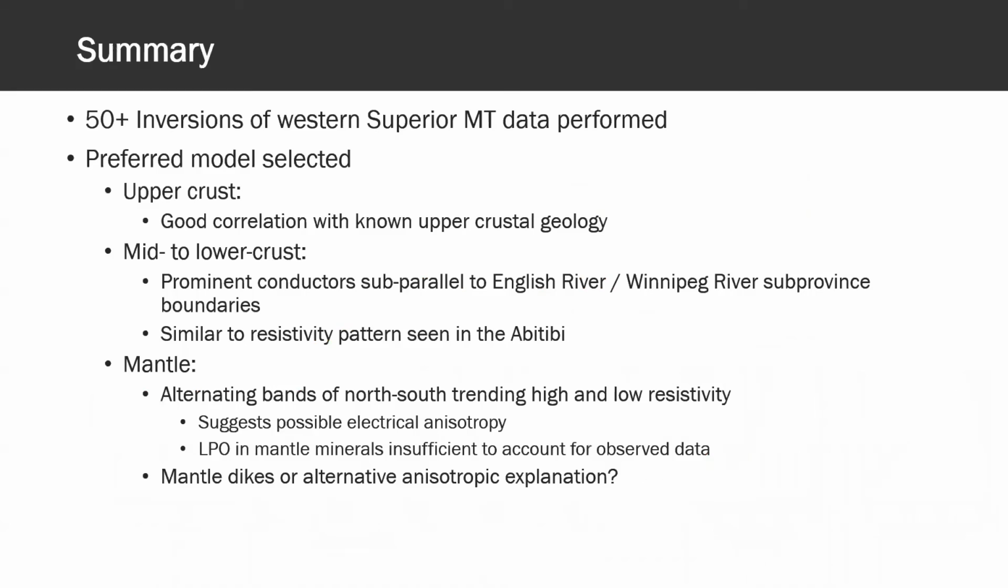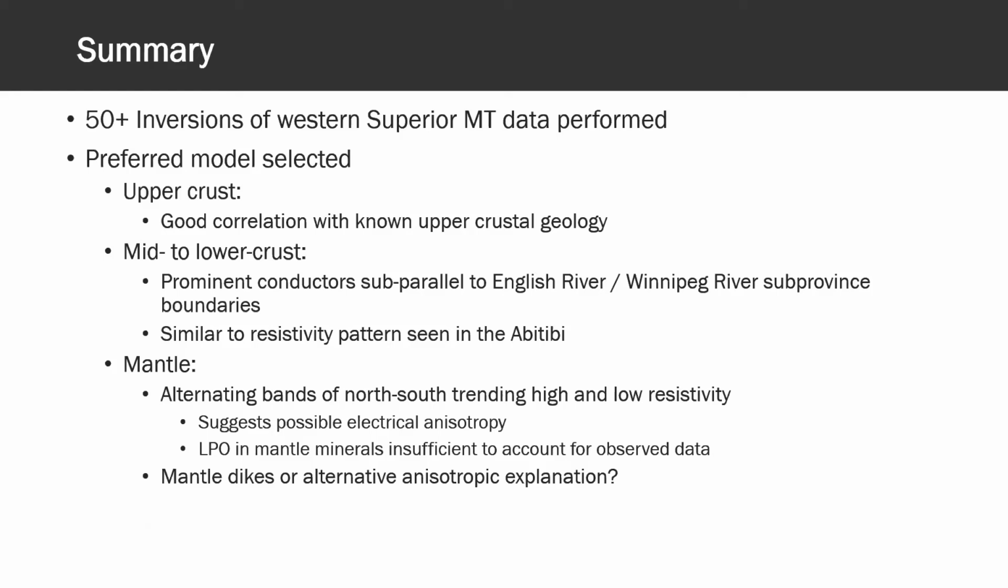So to summarize that, we performed over 50 inversions of the data from the Western Superior. We selected a preferred model from those, and in the preferred model, we saw a fairly good correlation between the bulk resistivities in the upper crust and the upper crustal geology, specifically high resistivities on the craton, lower ones in the surrounding sediment-covered terrains.